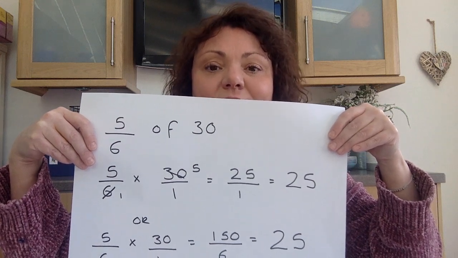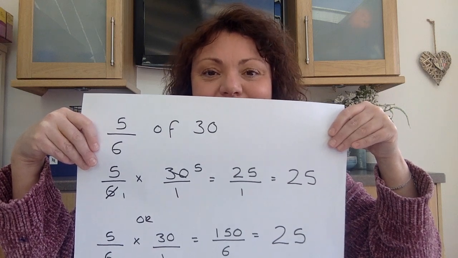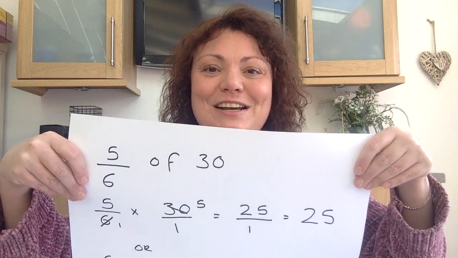So we say 25 divided by 1 is 25. And there we've got the answer. Now, some of you might not want to do it that way. You might want to use strategy 2.